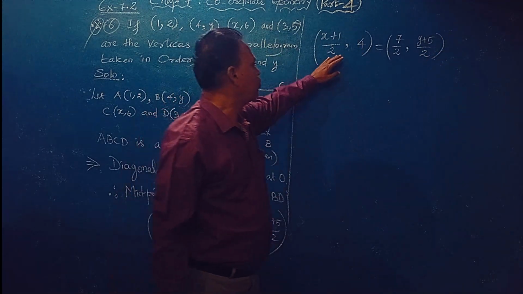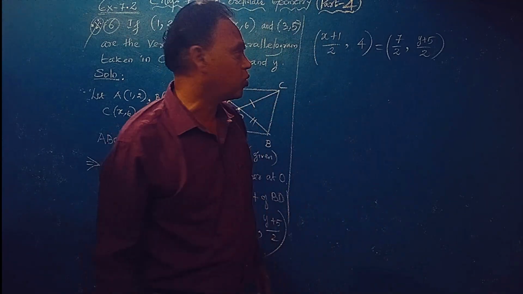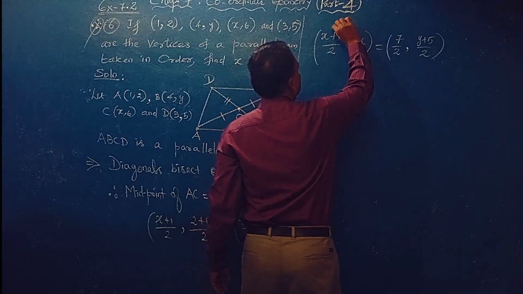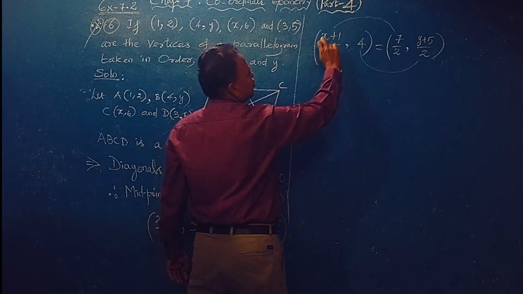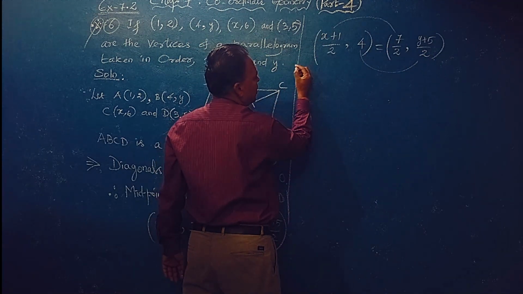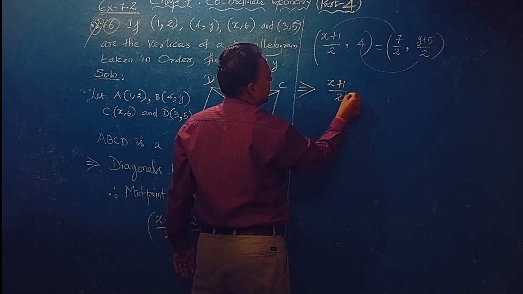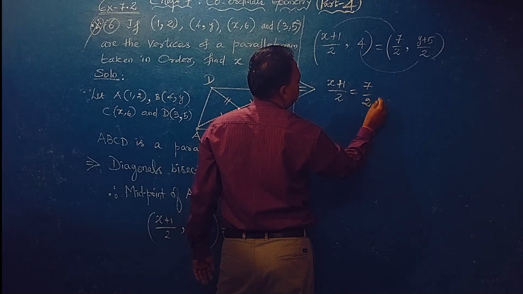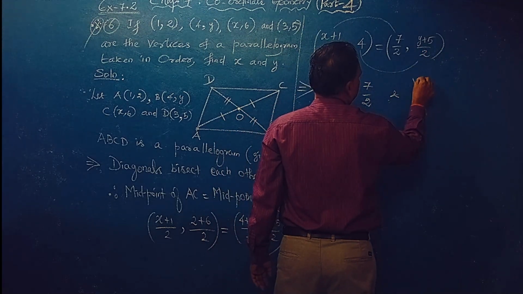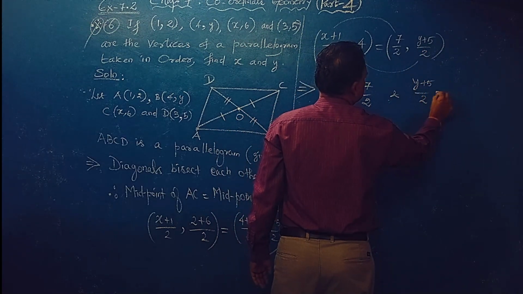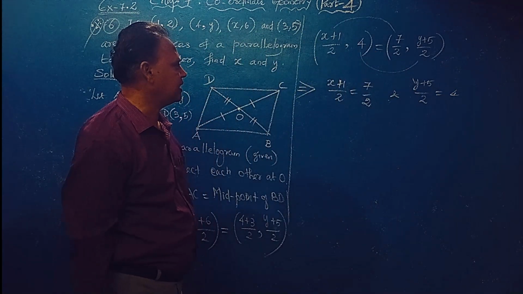Now, 2 coordinate points are equal means corresponding coordinates are equal. That means x coordinate equal and y coordinate equal. So first you write x plus 1 by 2 is equal to 7 by 2. And immediately write y plus 5 by 2 for our convenience, equal to 4. First the unknown you are writing, then equal to 4. That is the way of writing.